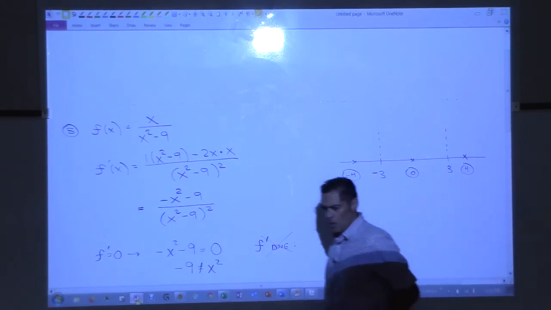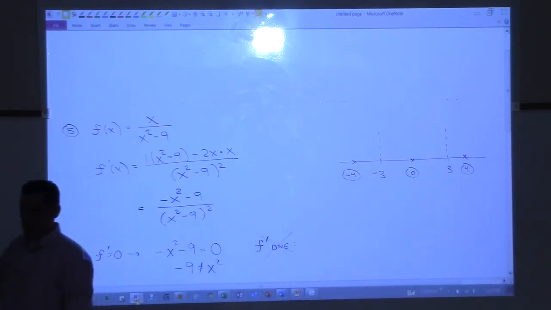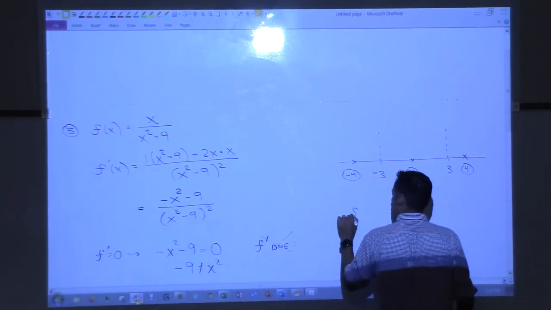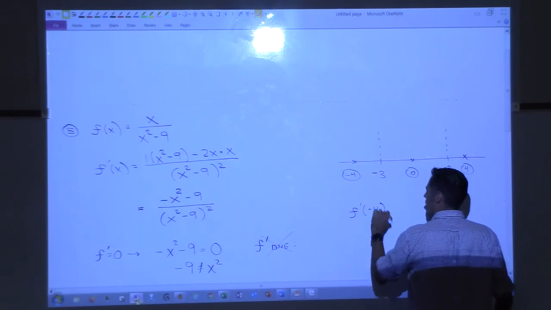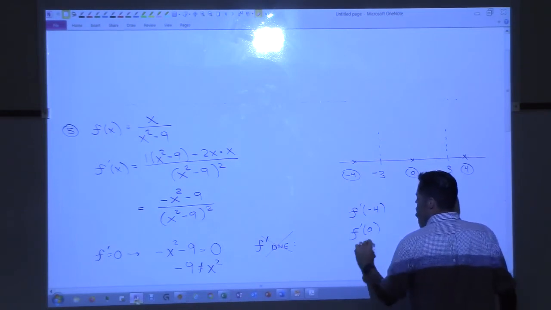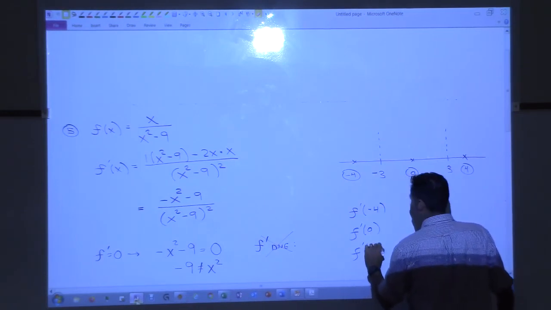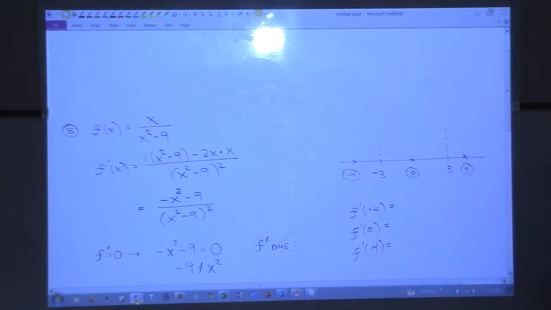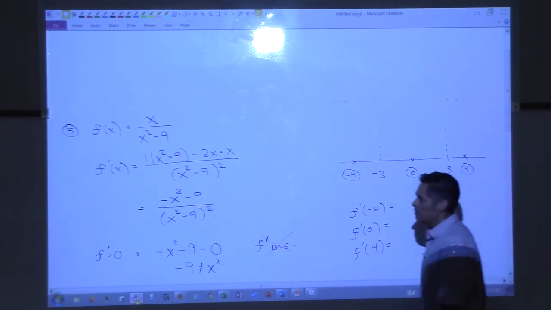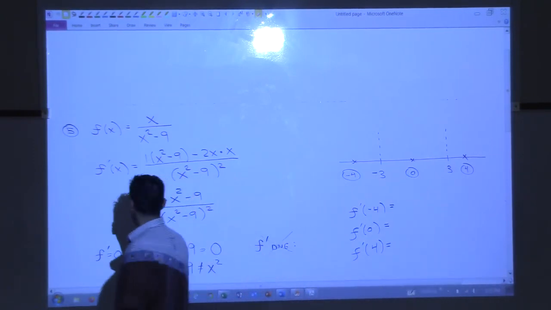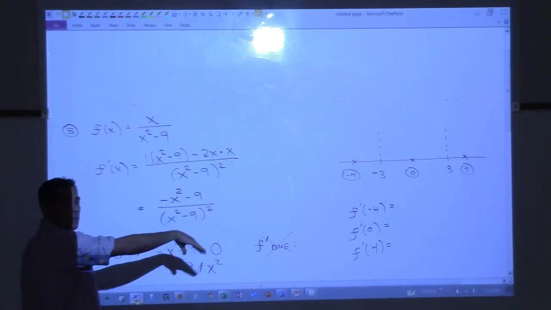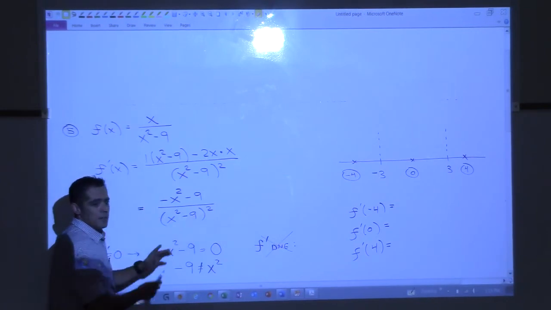And where do those get plugged in? First derivative, okay? First derivative. So I'm going to plug into my first derivative negative 4, plug into my first derivative 0, plug into my first derivative 4. And I'm just looking for positive or negative, right? This is actually going to be really easy to do, because you don't even need to look at any of the numbers. Just look at this quantity for a second.